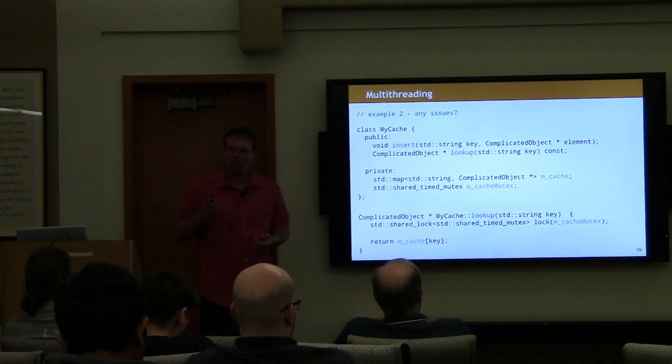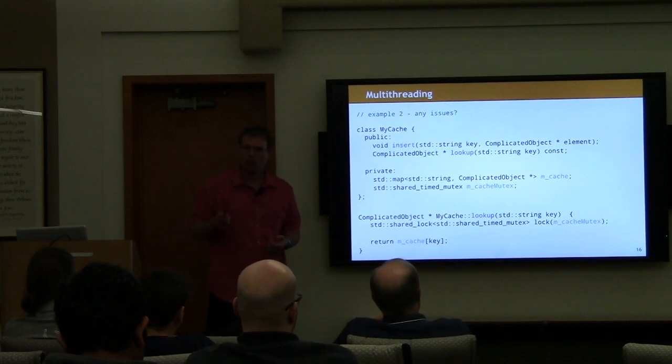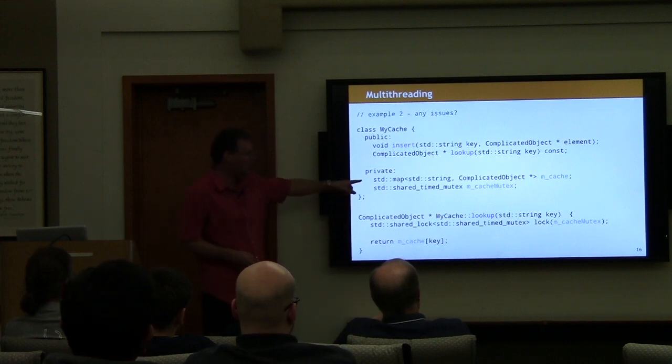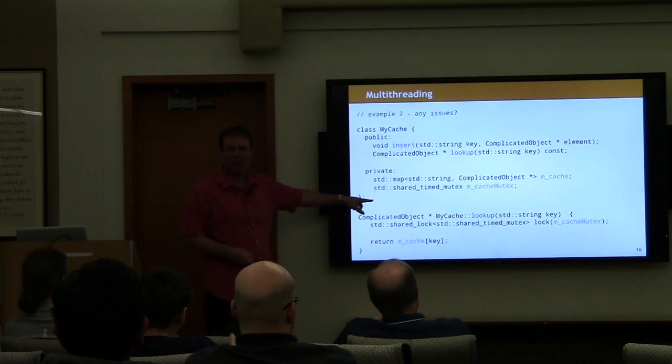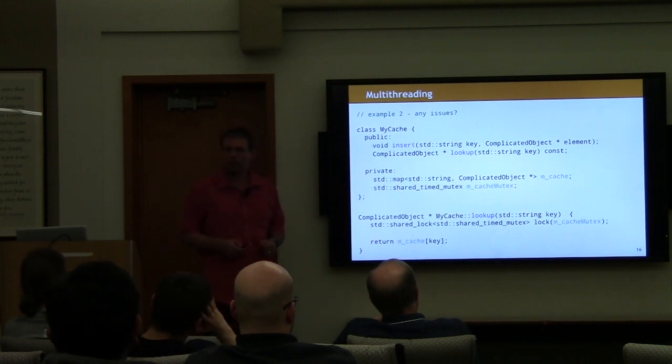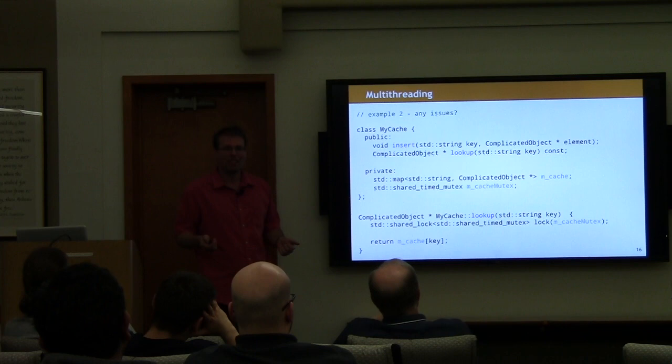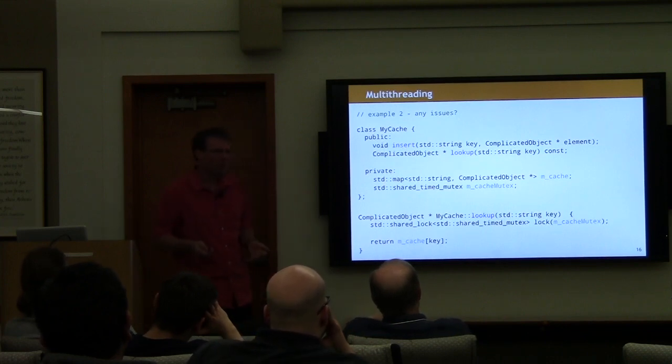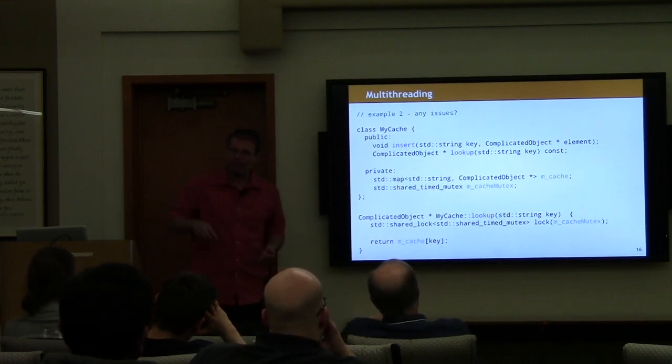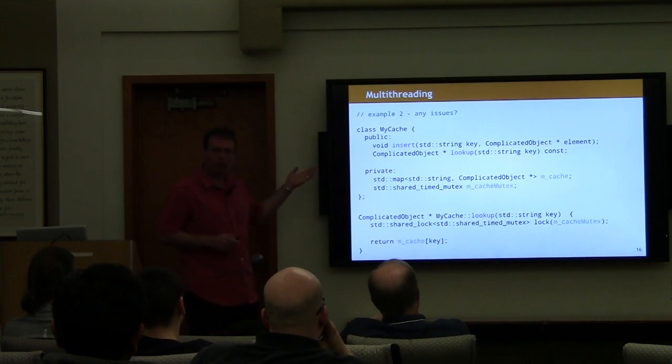So I know what I should do because I'm a good C programmer and I understand the value of documentation. So I'll put a comment up here that says, don't forget to lock the cache mutex if you're going to touch the cache. How's that for a solution? Does that sound like a good plan? This is where we still are in most code bases in multi-threading C++ code. So, any issues with this example as written? Does anybody see a problem with it?